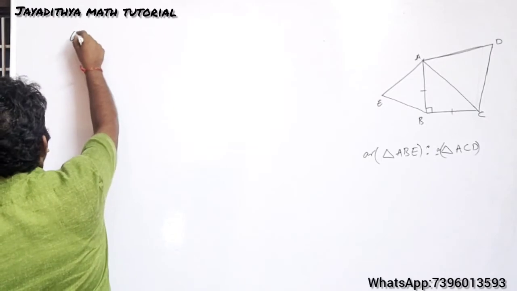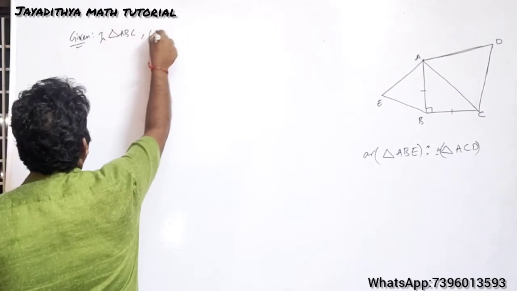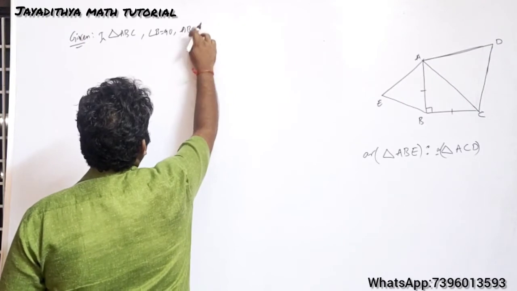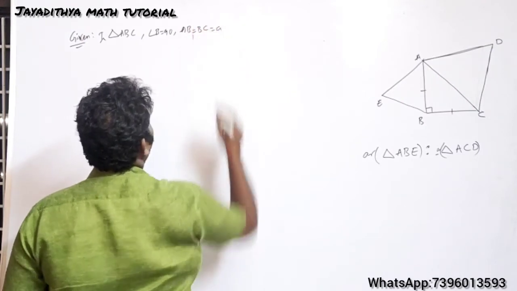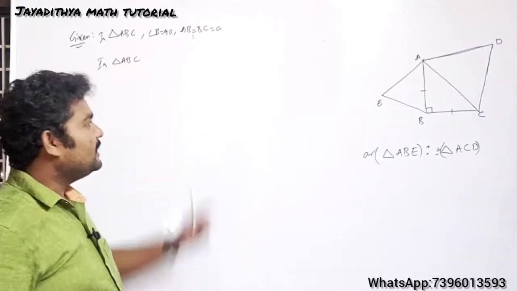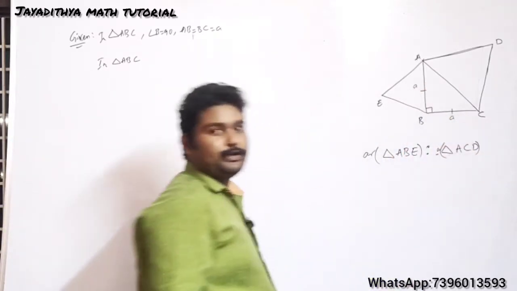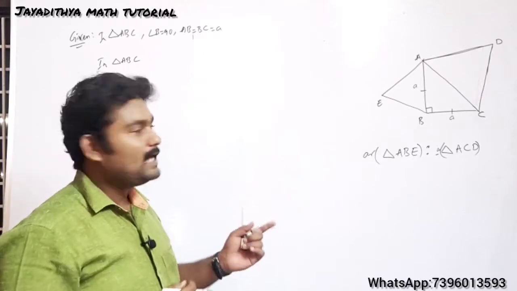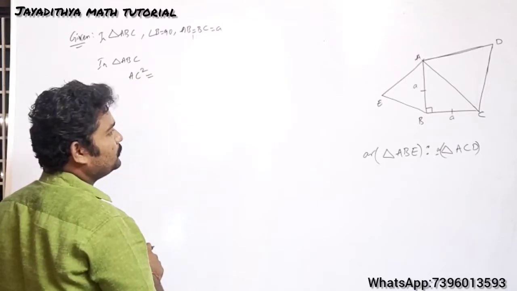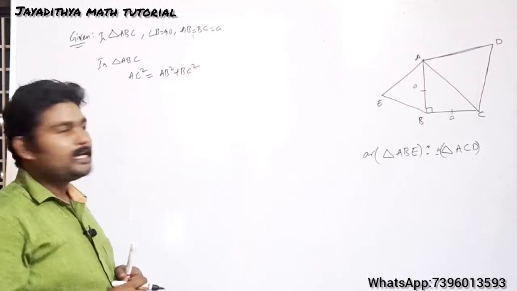What is the given information? In triangle ABC, angle B is equal to 90 degrees, and it is isosceles. So let us say AB is equal to BC, which is equal to a. Triangle ABC, angle B is equal to 90 degrees, right? We are taking AB and BC as a units. By using the Pythagoras theorem, what can you say? AC square will be equal to AB square plus BC square, right?